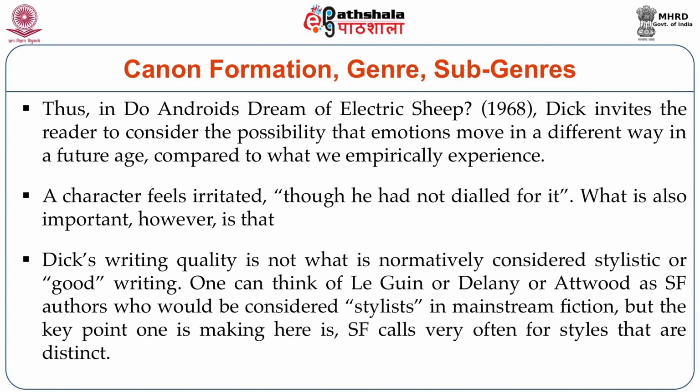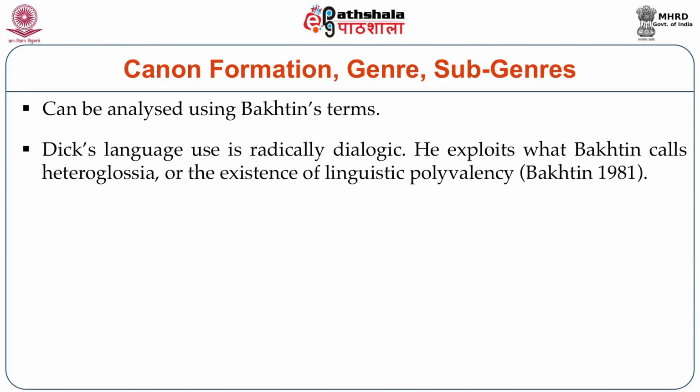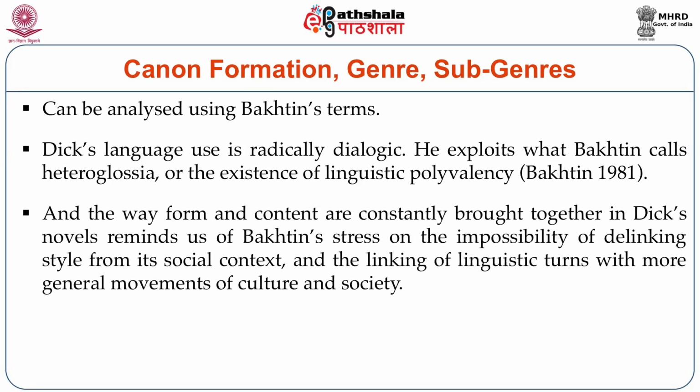In Do Androids Dream of Electric Sheep, or in Ubik, published in 1969, we do have Dick using these, and these novels can be analyzed using Bakhtin's terms. Dick's language use in these novels is radically dialogic. He exploits what Bakhtin calls heteroglossia, or the existence of linguistic polyvalency. And the way form and content are constantly brought together in Dick's novels remind us of Bakhtin's stress on the impossibility of delinking style from its social context and the linking of linguistic turns with more general movements of culture and society.